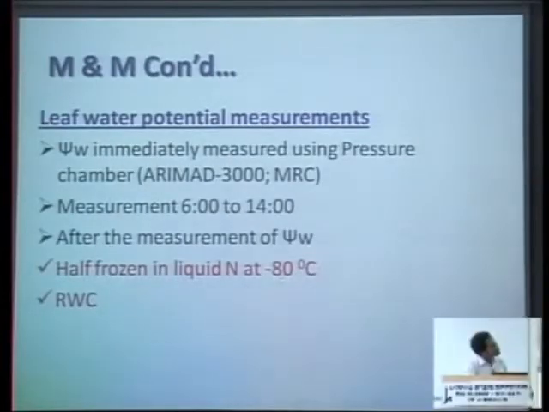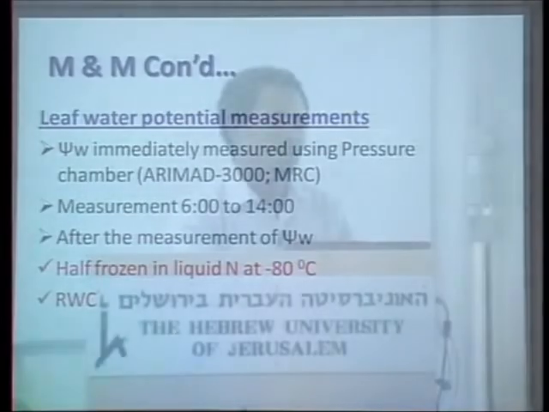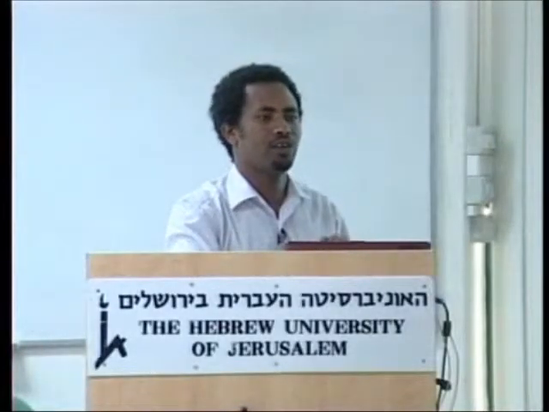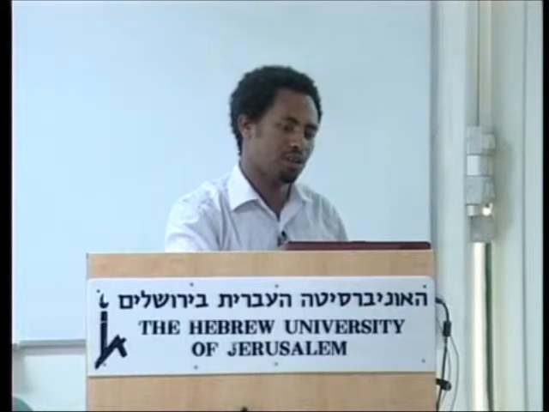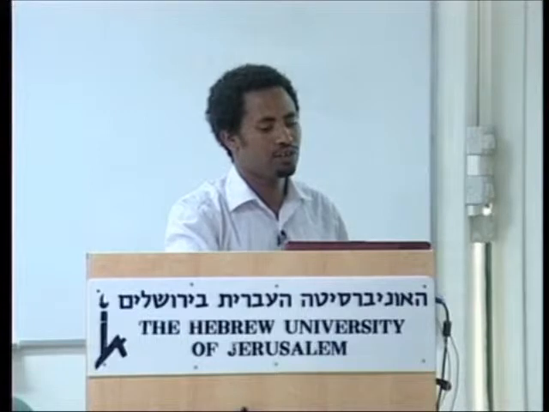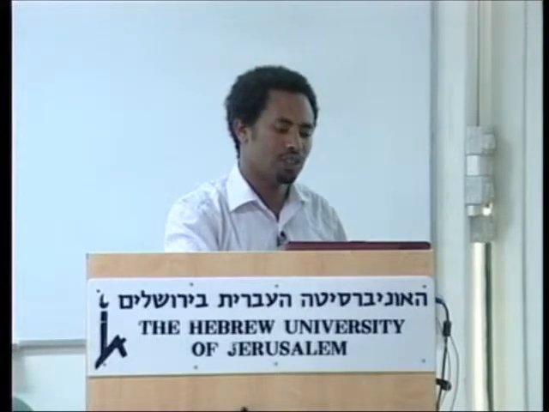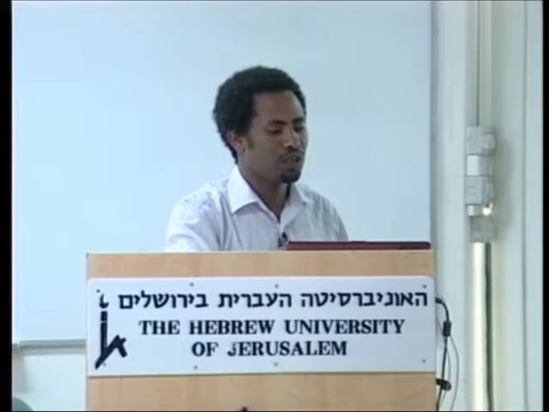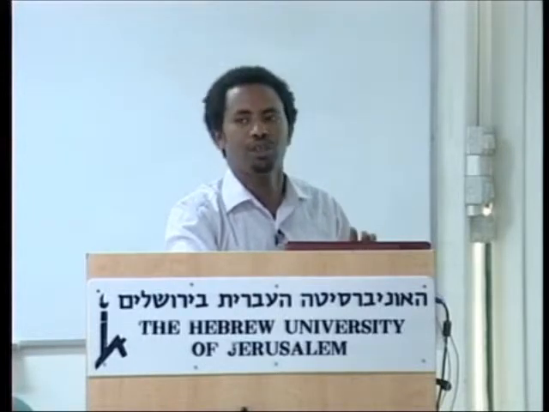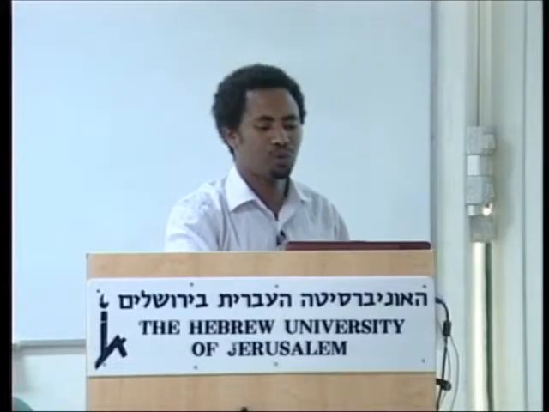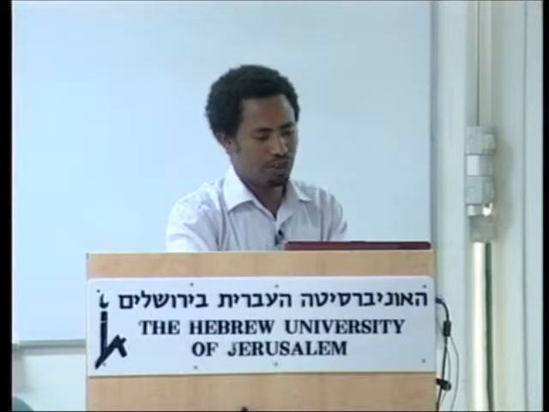After that, we measure the leaf water potential, which is one of the components of water relations for a leaf. The experiment is done in the greenhouse. We cut the leaves, and immediately, within a few seconds, we measure the water potential of the leaf. We use a pressure chamber to measure the leaf water potential. The measurement was done between 6 a.m. up to 2 p.m. of the experiment day.